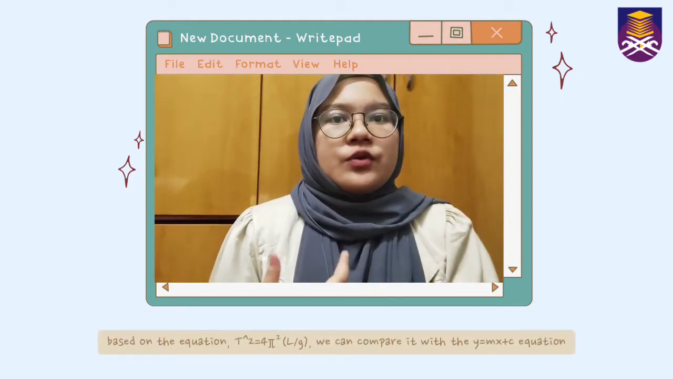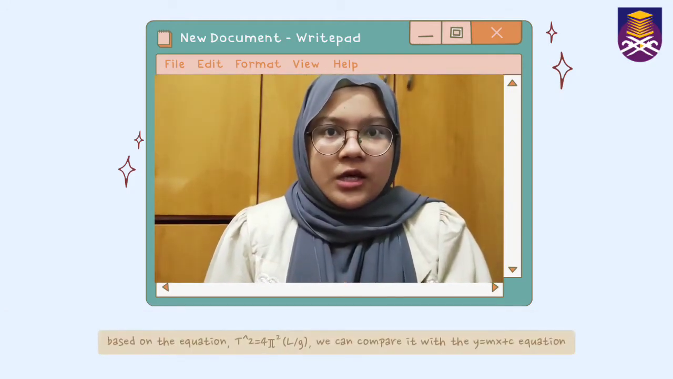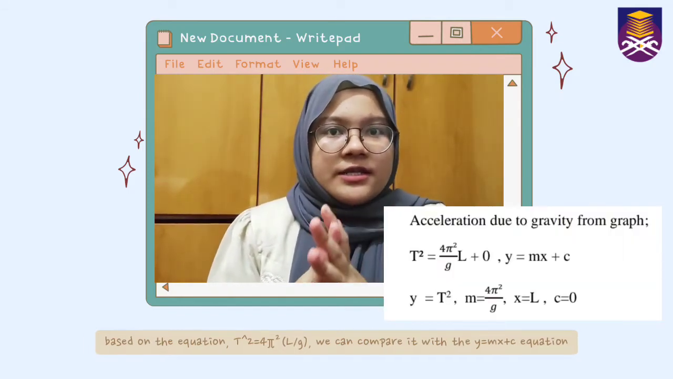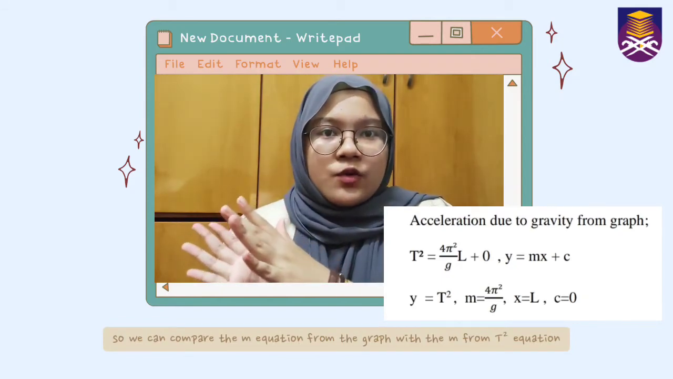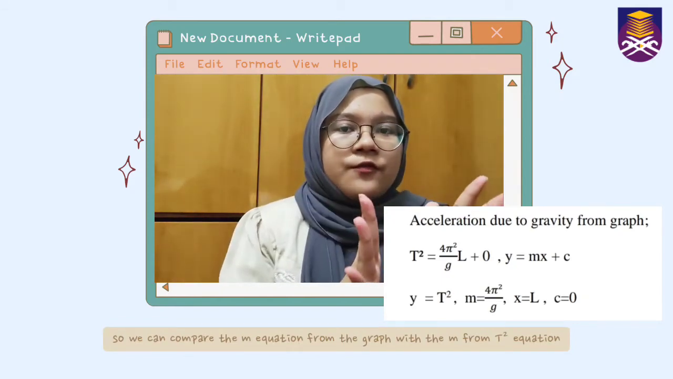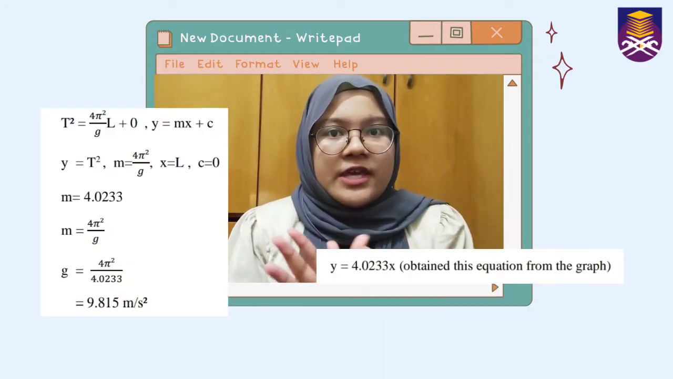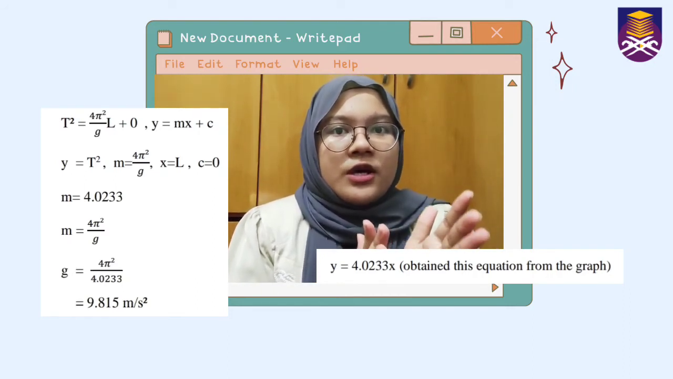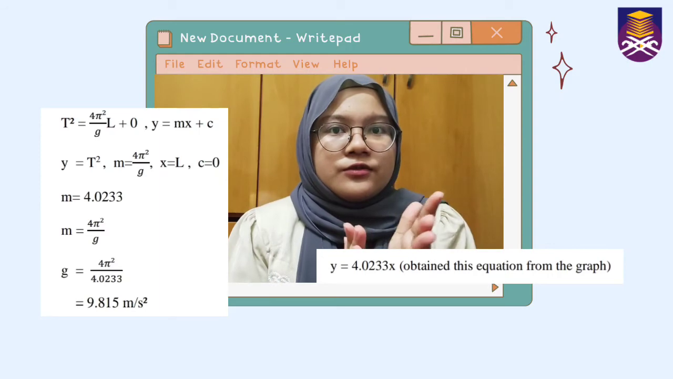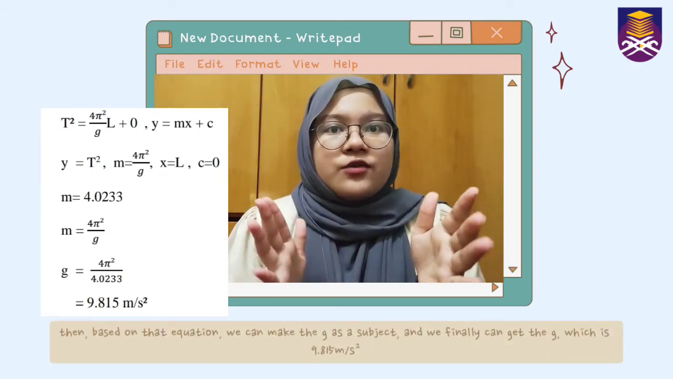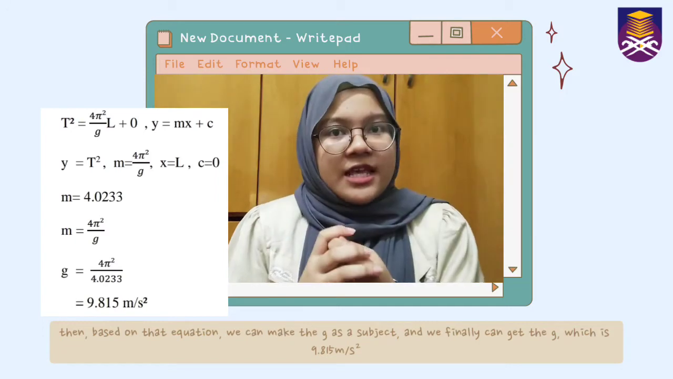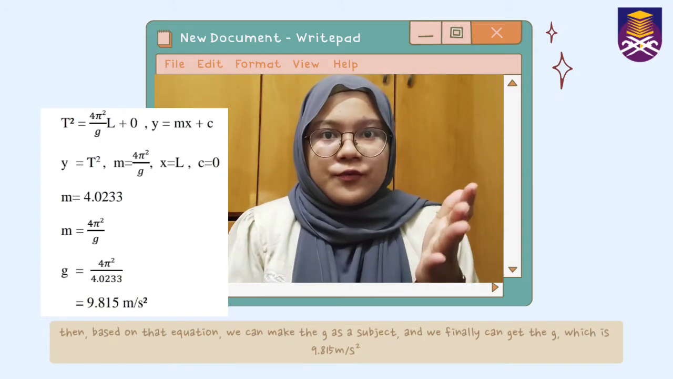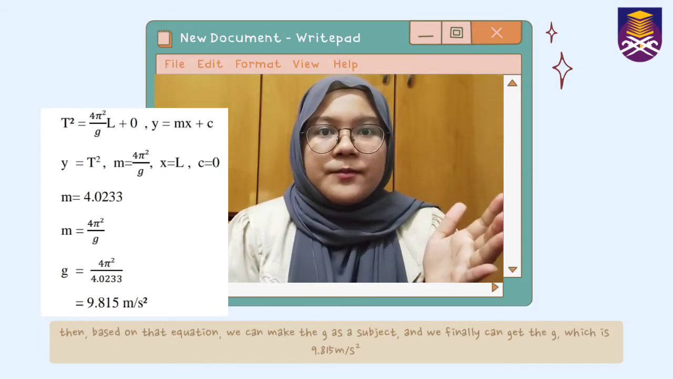Based on the equation T squared equals 4 pi squared L over G, we can compare it with the y equals mx plus c equation. So we can compare the m from the graph with the m from the T squared equation, which gives 4.0233 equals 4 pi squared over G. Then, based on that equation, we can make G the subject, and we finally get G, which is 9.815 meters per second squared.